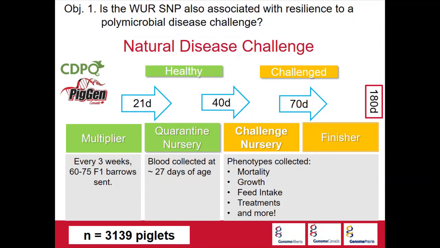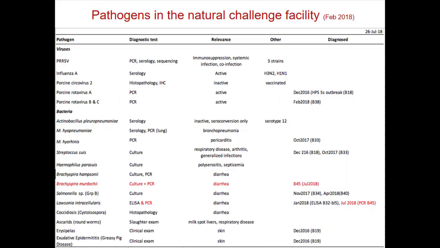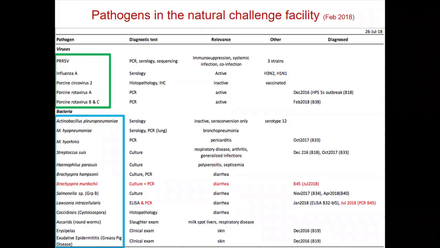This challenge nursery has lots of pathogens, including bacteria and viruses, and it is because of this high disease pressure that we are able to collect phenotypes. The natural disease challenge really maximizes the expression of disease resilience phenotypes, including mortality, growth, feed intake, treatments, and more. And so the next slide shows some of the viruses and bacteria that were in this natural disease challenge. One of the big components was the PRRS virus. And as you can see, there are many others.